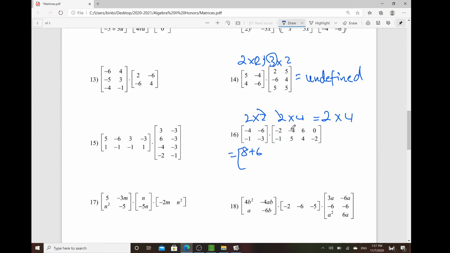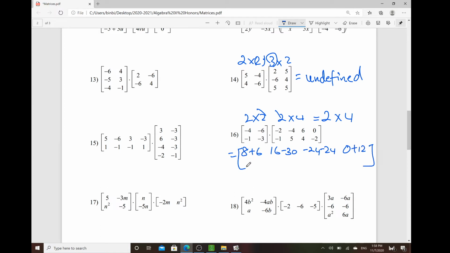Now the second entry, rows times column. Negative 4 times negative 4, 16. Negative 6 times 5, negative 30. Then the third entry: negative 4 times 6, negative 24. Negative 6 times 4, negative 24. And then negative 4 times 0 for the last entry here in the first row, so 0. Negative 6 times negative 2, plus 12.